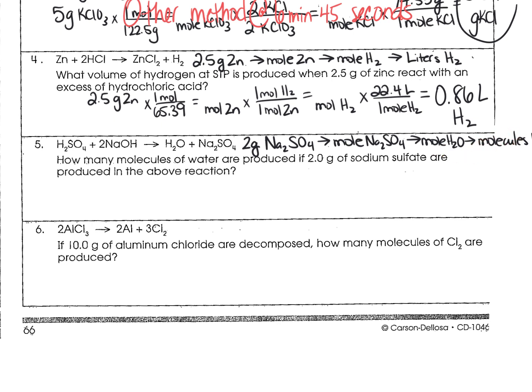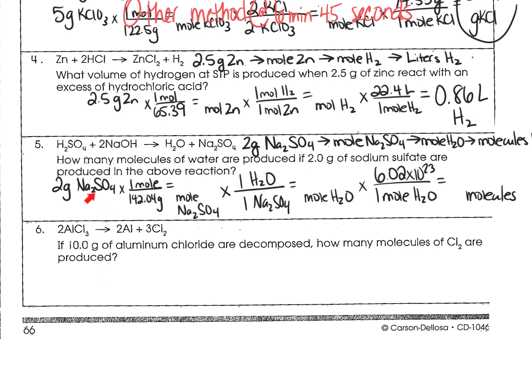Then I can use the relationship that 1 mole is equal to 6.02 times 10 to the 23rd molecules for my final step. So you can see my setup here for each step, converting grams to moles, using my mole to mole ratio to find my moles of water, using my 1 mole is equal to 6.02 times 10 to the 23rd molecules to find my molecules. And you should get an answer of 8.47 times 10 to the 21st molecules of water.